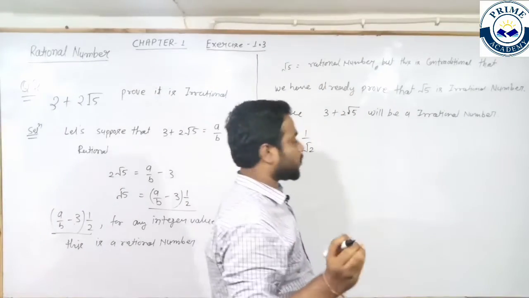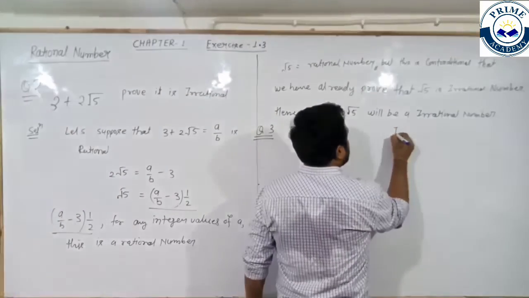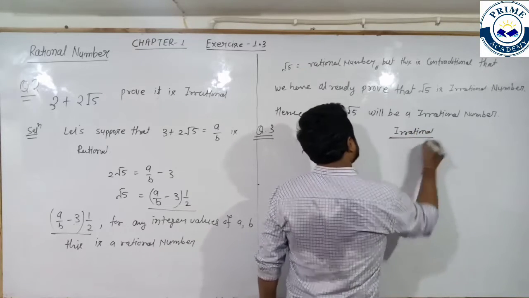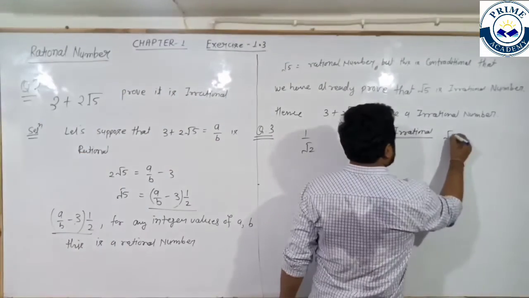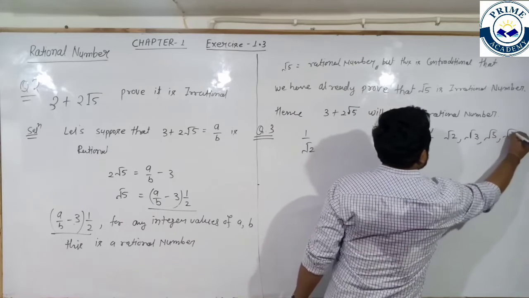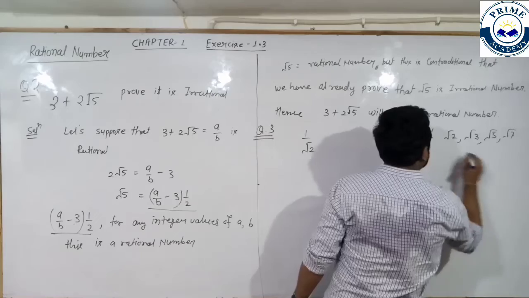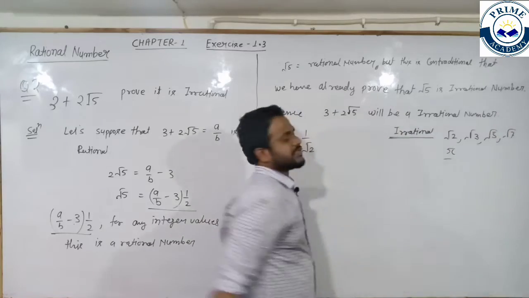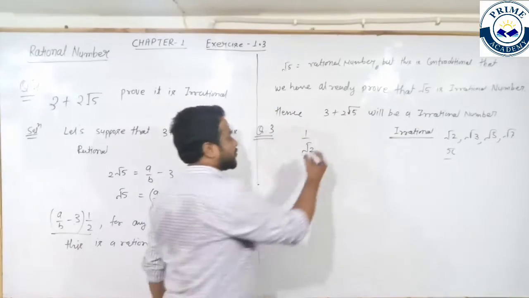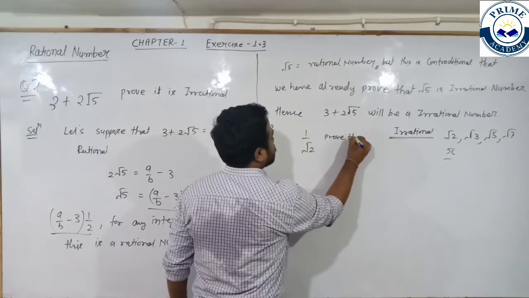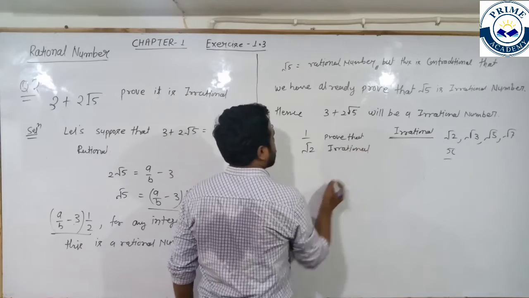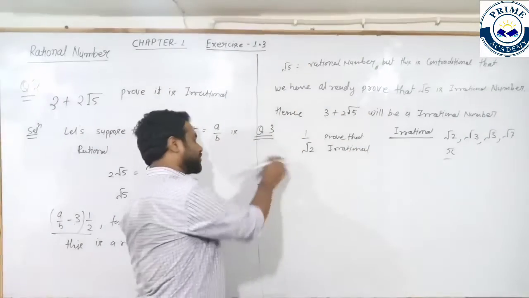One thing I want to clear, right? What are the numbers which are irrational? Whatever the root comes, root 2, root 3, root 4, root 5, root 7, pi, these all numbers are irrational numbers, right? So now 1 by root 2 we have to prove that this number is irrational.